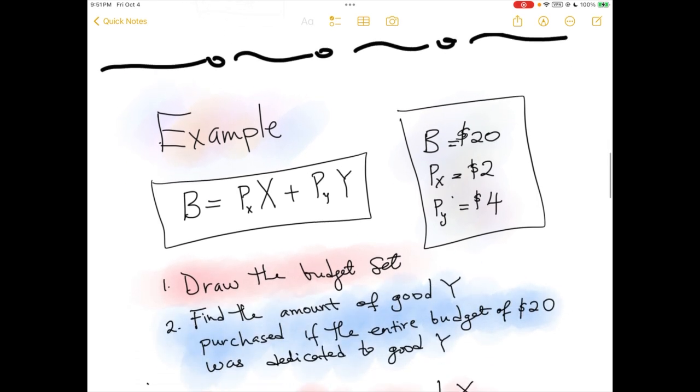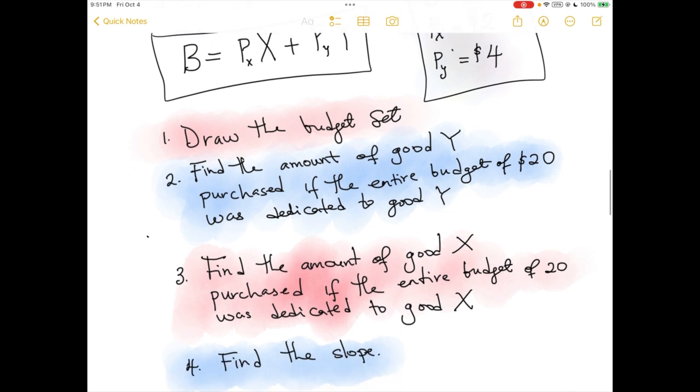What are we going to do now? Well, here I have 4 tasks for us to complete. The first one is up here. Draw the budget set. After that, we want to find the amount of good Y that we can purchase if the entire budget of $20 was dedicated to good Y and we bought no good X.